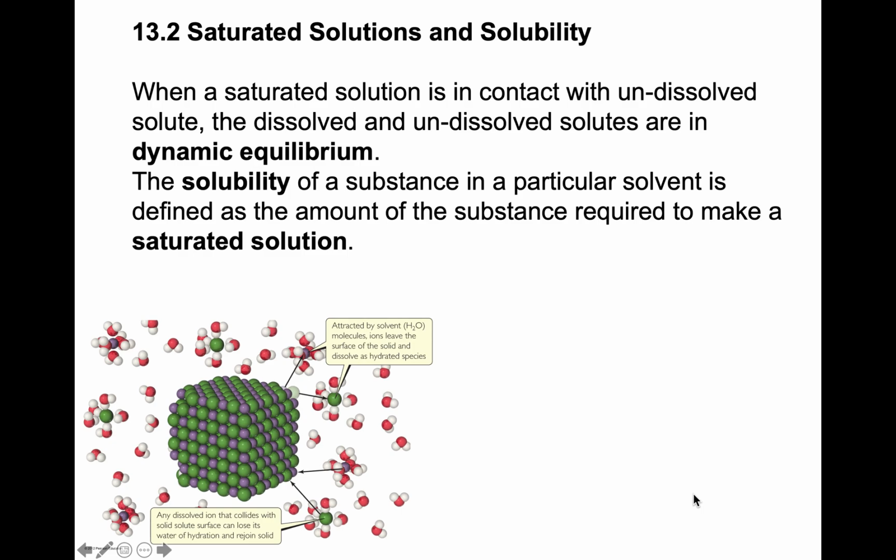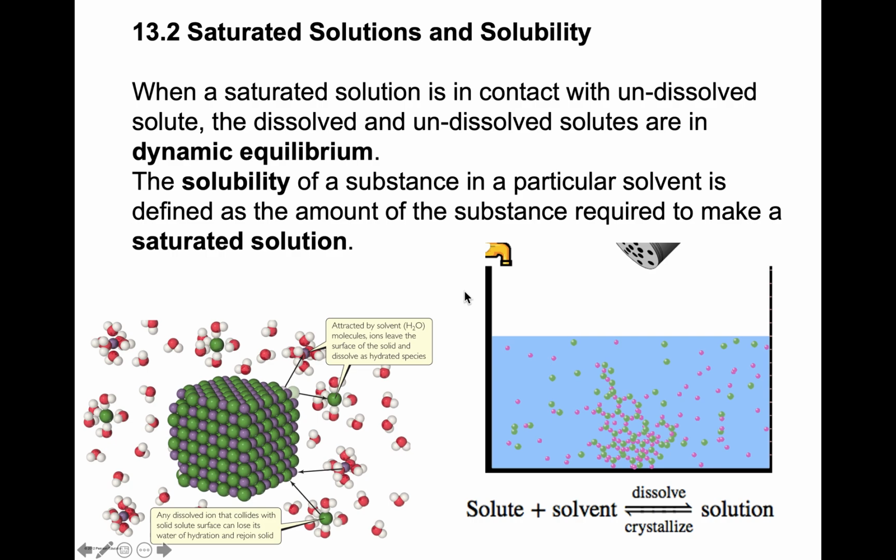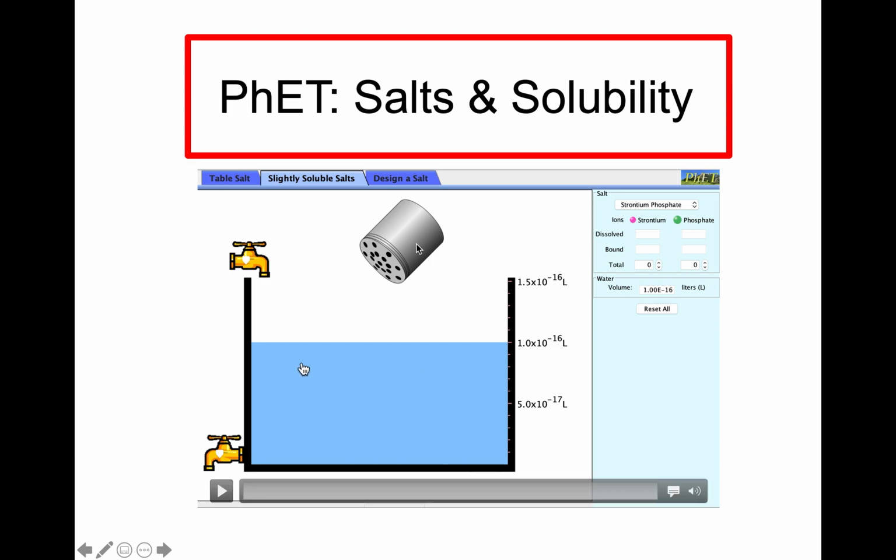13.2, we're looking at saturated solutions and solubility. This is really the first time we've explored in the class the idea of a dynamic equilibrium. The dynamic equilibrium, in this case, the back and forth are the solute and solvent dissolving to form the solution, and in the reverse of that, the crystallization. This PhET sim, salts and solubility, does a great job of illustrating that.